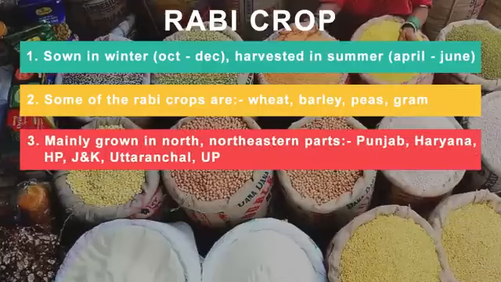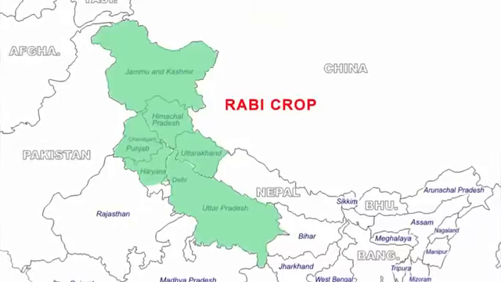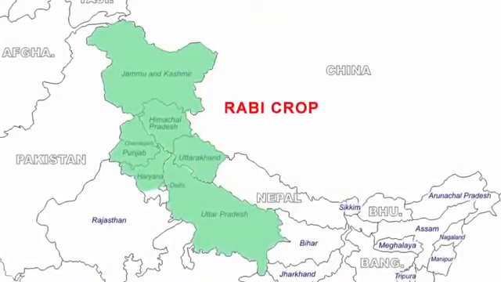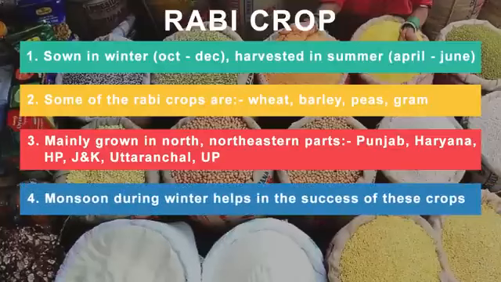Now these crops are grown in a large part of India, especially places near the north and northwestern parts, such as Punjab, Haryana, Himachal Pradesh, Jammu and Kashmir, Uttaranchal and Uttar Pradesh. So remember, India has two types of monsoon, that is the southwestern monsoon and then the northeastern monsoon. The second one, the northeastern monsoon, occurs during the winter season. Therefore, this monsoon or this rainfall helps in the success of these crops.